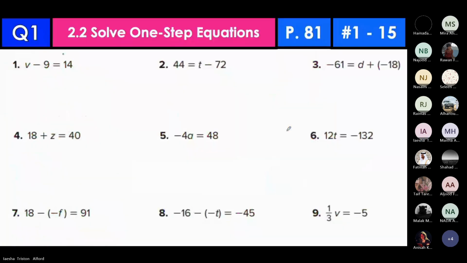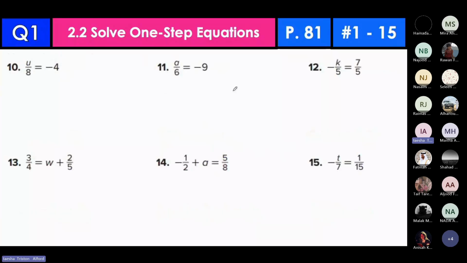Okay? So this is question number 1 in the multiple choice. Some of them have the parentheses. Some of them are regular. Some of them have multiply. Some of them have a fraction. You have to be careful about what is the correct way to solve it.